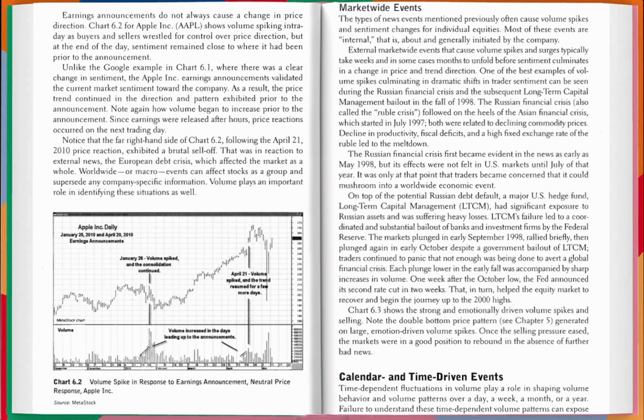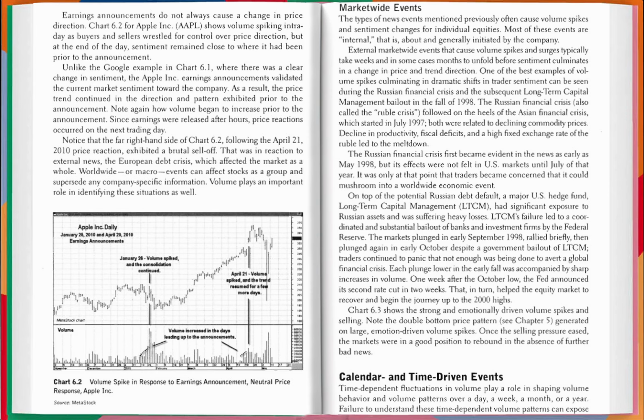On top of the potential Russian debt default, a major U.S. hedge fund, Long-Term Capital Management (LTCM), had significant exposure to Russian assets and was suffering heavy losses. LTCM's failure led to a coordinated and substantial bailout of banks and investment firms by the Federal Reserve. The markets plunged in early September 1998, rallied briefly, then plunged again in early October despite a government bailout of LTCM. Traders continued to panic that not enough was being done to avert a global financial crisis.